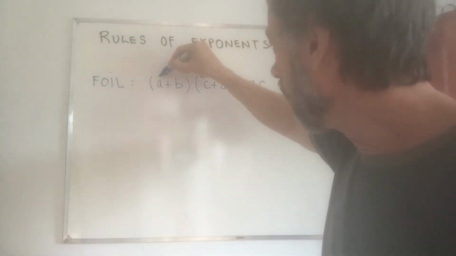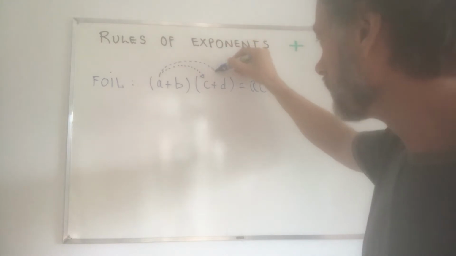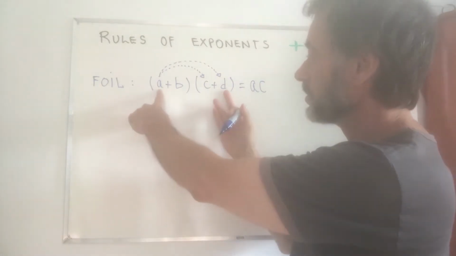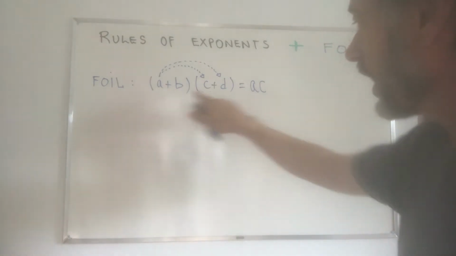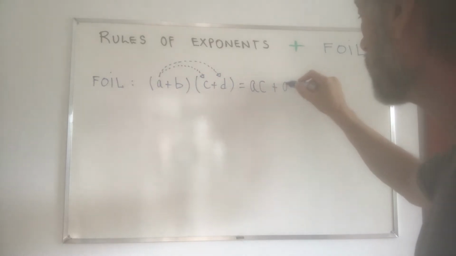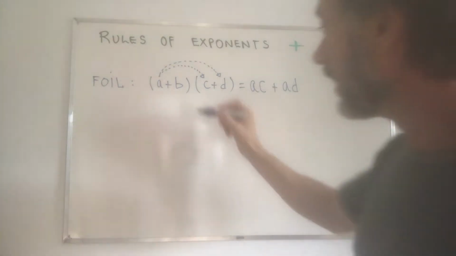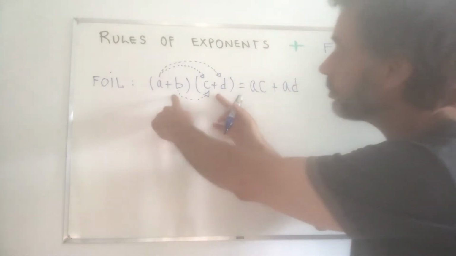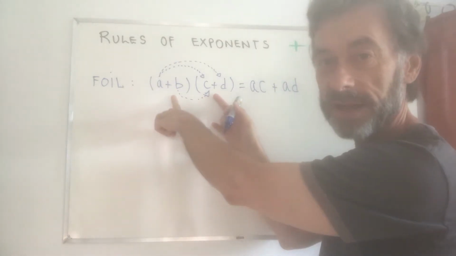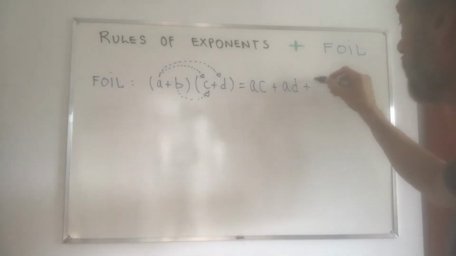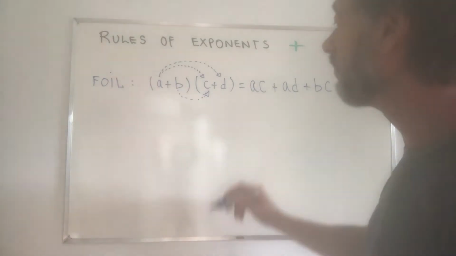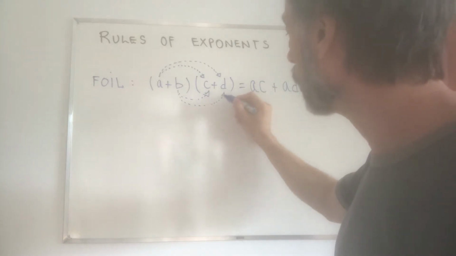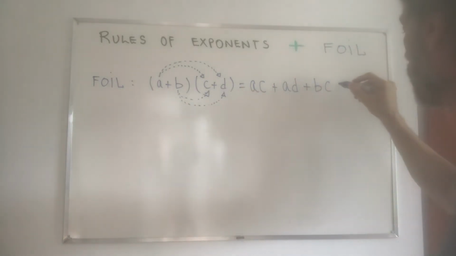And then you're going to go A times D. So this is basically the outside terms, right? So the A and the D, what's A times D? Well, it's just AD. And then we go B times C. These are the two inside guys, right? So the I in FOIL for inside. So plus B times C. And finally, the last guy, so the last of the first bracket with the last of the second bracket. So that's B times D.